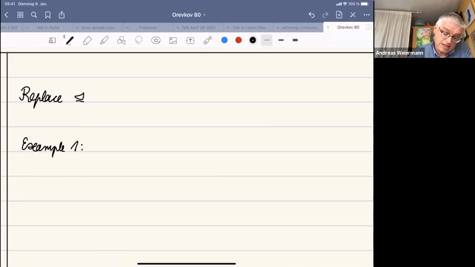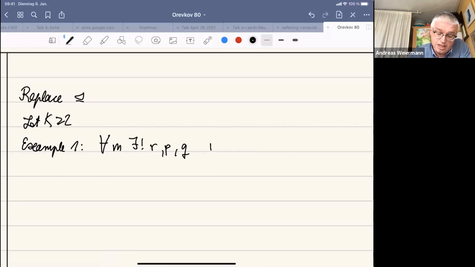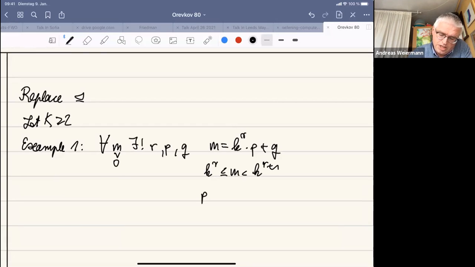So I say, well, first of all, we have to know: for all numbers, let k be at least as big as 2. For all numbers m, there exist unique numbers r, p, and q, such that m has the form k to the r times p plus q. Let's assume that m is bigger than 0. What else do we have? There we have that k to the r is less than or equal to m, strictly smaller than k to the r plus 1. p is smaller than k, and q is smaller than k to the r.